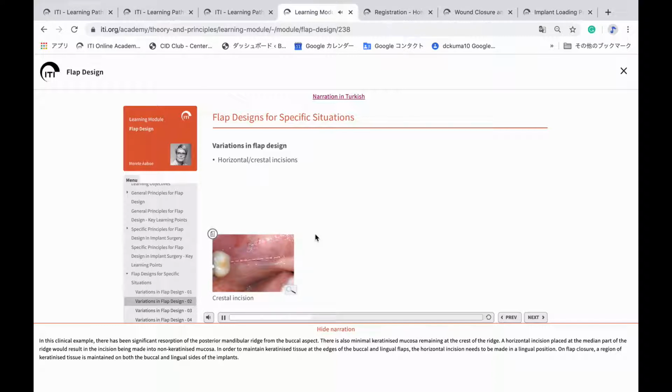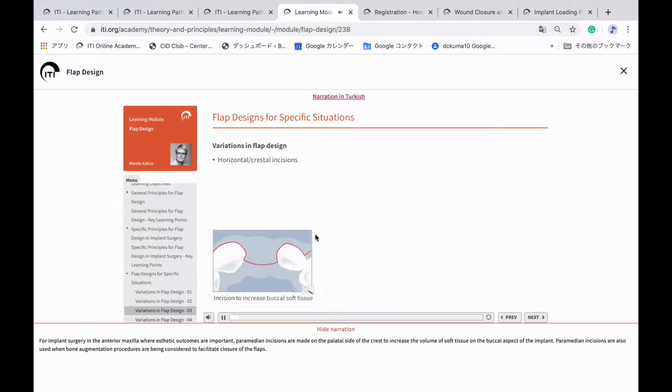There is also minimal keratinized mucosa remaining at the crest of the ridge. A horizontal incision placed at the median part of the ridge would result in the incision being made into non-keratinized mucosa. In order to maintain keratinized tissue at the edges of the buccal and lingual flaps, the horizontal incision needs to be made in a lingual position. On flap closure, a region of keratinized tissue is maintained on both the buccal and lingual sides of the implants.